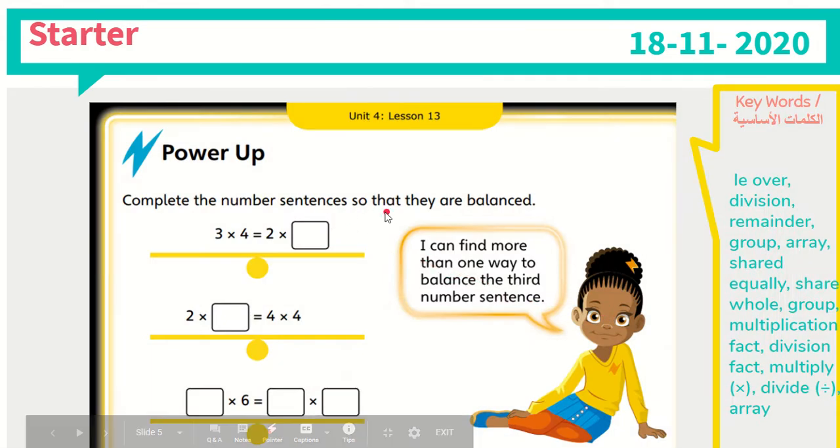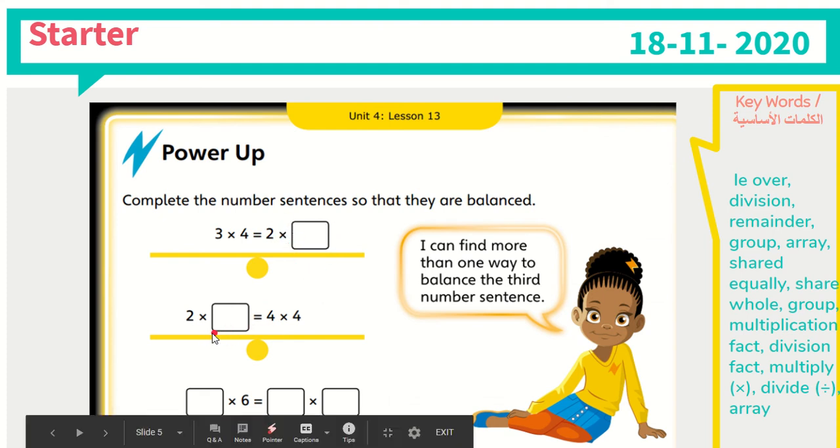Now before we head to our lesson, I would love to invite you to do this quick starter. Can you complete the number sentences so that they are balanced? 3 times 4 equals 2 times what? So we already know that 3 times 4 equals 12, right? So what is the number that is multiplied by 2 we get 12?